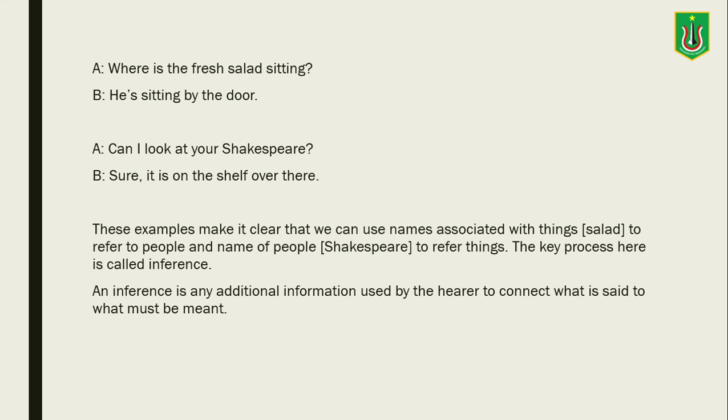In the example, "Can I look at your Shakespeare?" "Sure, it is on the shelf over there." The hearer has to infer that the name of the writer of a book can be used to identify a book by that writer. In pragmatics, the act by which a speaker or writer uses language to enable a hearer or reader to identify something is called reference.